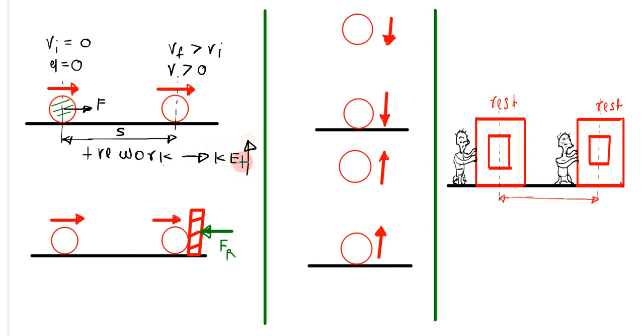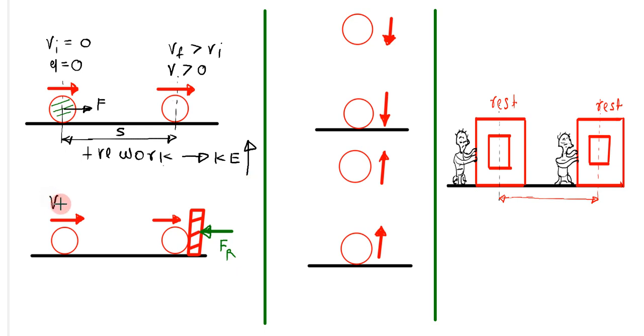Remember, when the work is done on the ball, on the object, on the stone, etc., and it increases the kinetic energy, that work is known as positive work. So here positive work is given to this ball, so it gains velocity.